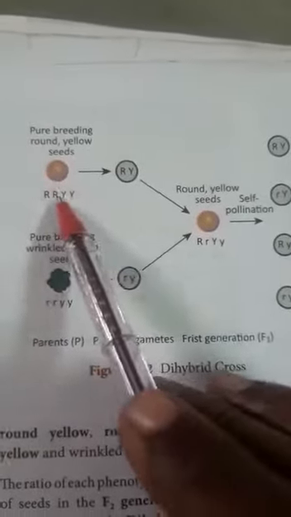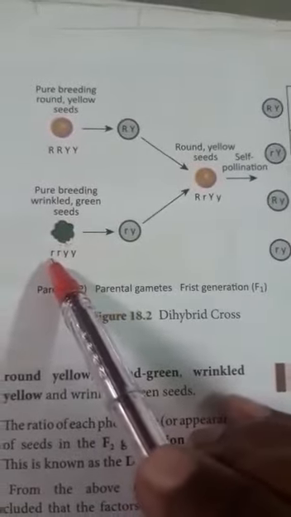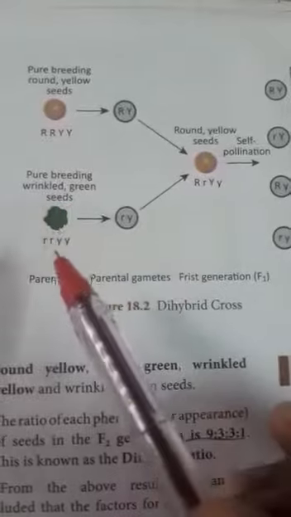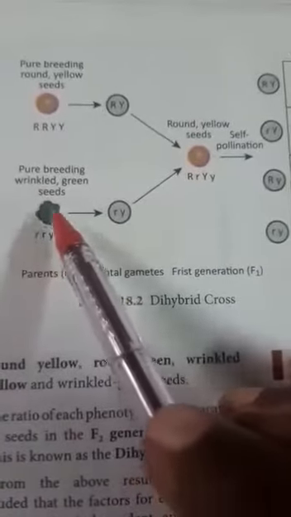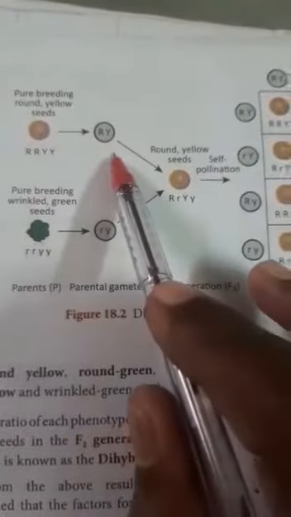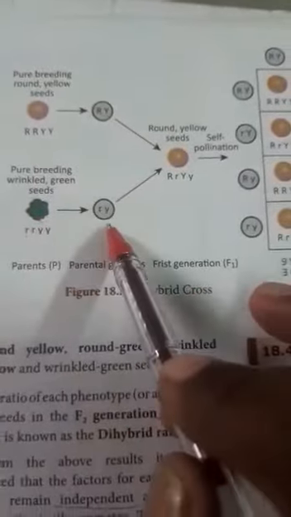The male parent produces gametes. Capital R, capital Y. Capital R represents round. Capital Y represents yellow. Small r represents wrinkled. Small y represents green color. So the parents produce RY gametes and small ry gametes.